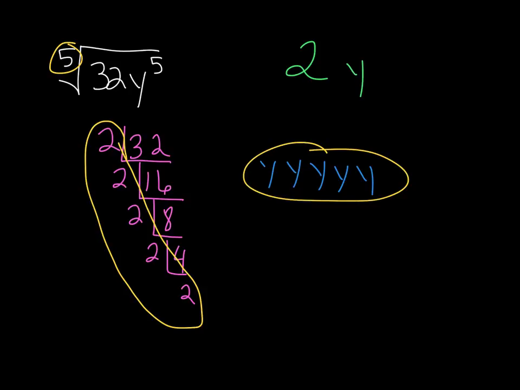So y comes out. Notice everything was in the group. I didn't have any leftovers, which means I don't have a radical left in my answer. That was actually one that we were able to completely solve. So the fifth root of 32y to the 5th is 2y. And again, you don't always necessarily have a radical in your answer. Only when you have extras do you need a radical in your answer.